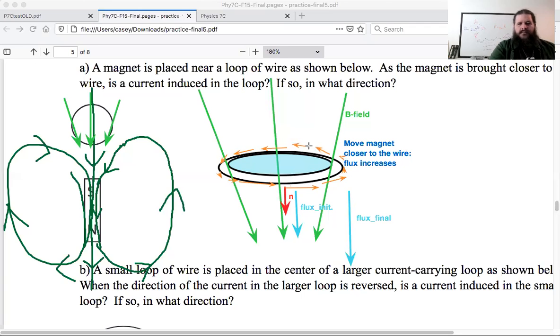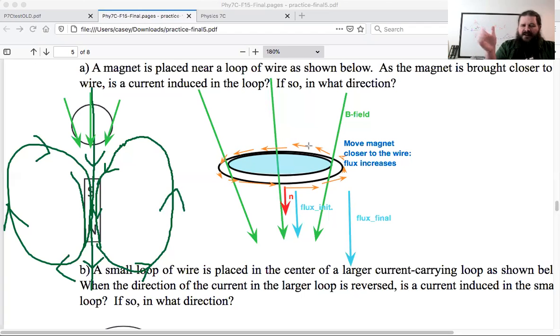Wait, can you go over how you found the current again? Yeah, the change in flux is in the downwards direction. Lenz's law says the induced effect is opposite to that. So downwards change in flux means upwards induced effect.